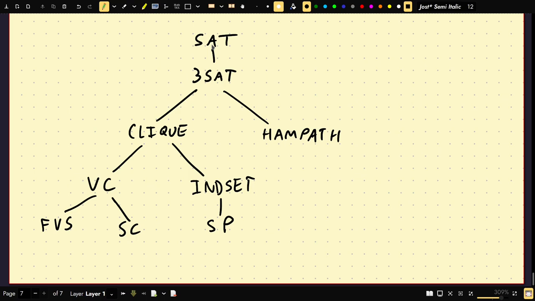You may use any of these further for reduction. There's probably 1,000 NP-complete problems out there. This tree is just bigger and bigger and bigger. And they all come back to SAT.